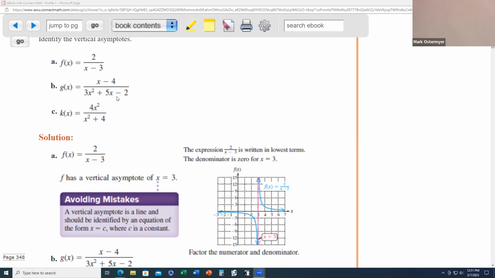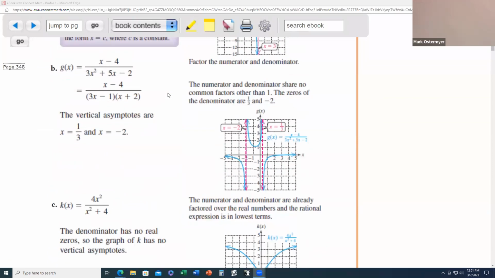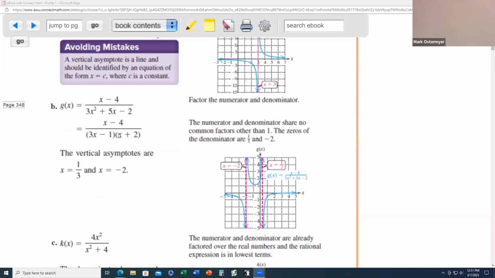The second rational function, g of x, to discover where its vertical asymptotes occur, we would like to take this denominator, which is a trinomial, and completely factor this. And your author has done that. Your author has completely factored 3x squared plus 5x minus 2. And notice it factors into these two binomials, of which if you were to set equal to 0 and then solve for x, you would discover that you have two vertical asymptotes. One that occurs at positive 1/3 and the other one that occurs at negative 2.